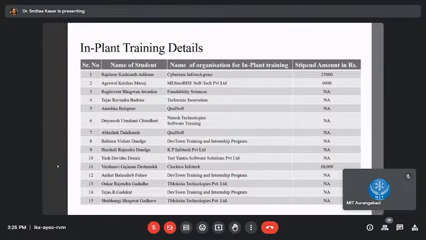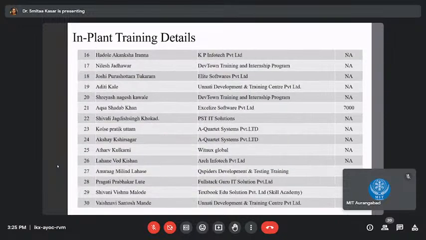Many of the students grab a stipend during the in-plant training. Some companies do not give a stipend, and some provide it. As you can see on the screen, the highest is 25,000 while they are working there as an intern. Then Krishna Agrawal also received 6,000. Then we have Vaishnavi with 10,000. And all of them are placed in this organization for the whole semester. So this is my whole class, all the students who have been placed into these many companies.